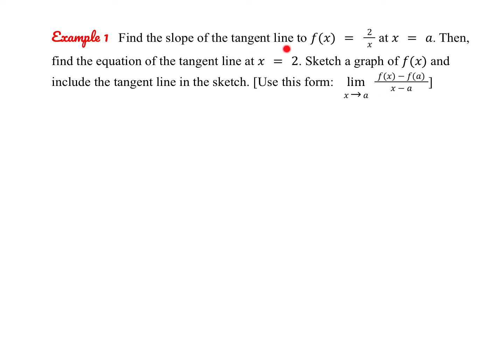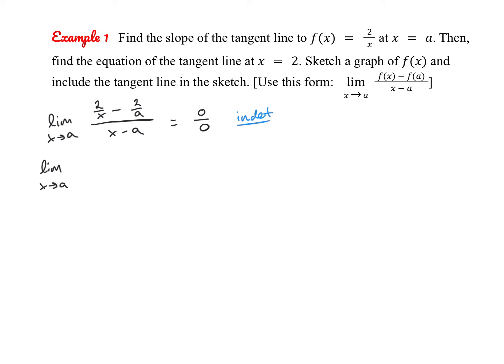So again, to find the slope of the tangent line at x equals a, we're literally just using this definition. So we want the limit as x approaches a of f of x, and f of x in this case is 2 over x, minus f of a. So I'm just substituting a into our function. So 2 over a, over x minus a. So now we just have to evaluate this limit. You'll notice that if we use direct substitution here, we end up with the indeterminate 0 over 0. So we need to do a little extra work to evaluate this limit.